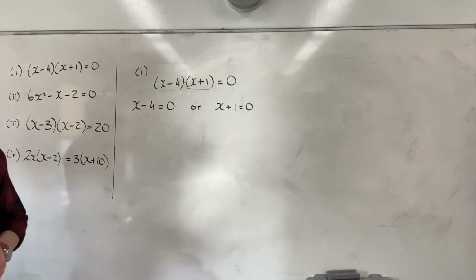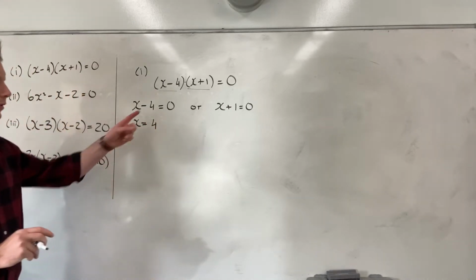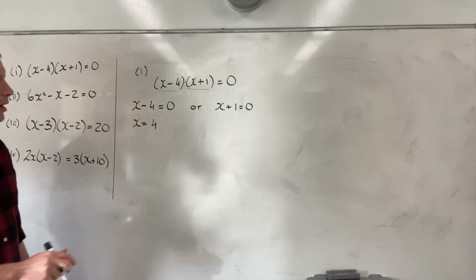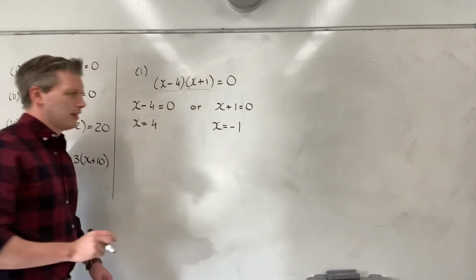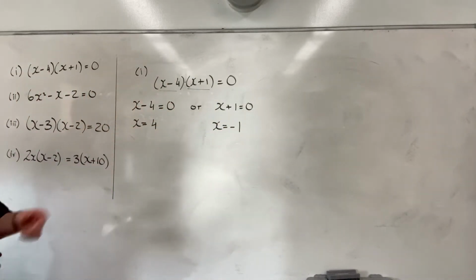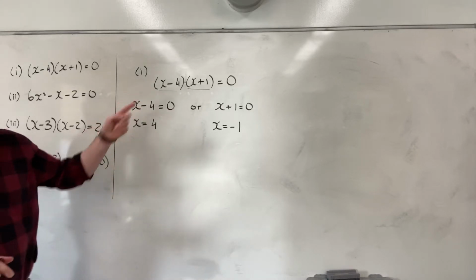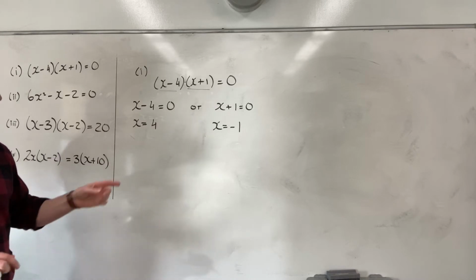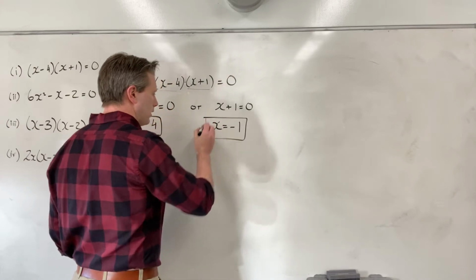If x minus 4 is equal to 0, well then x is equal to 4. That is one of the solutions to my original equation up here. If x plus 1 is equal to 0, well then x is equal to negative 1. And that is another solution to my original equation up here. And those are my answers. These are the solutions to this equation. They are the roots of the function, call them what you will. These are my two answers: x equals 4 and x equals minus 1.